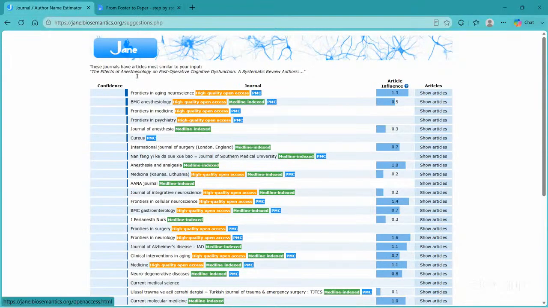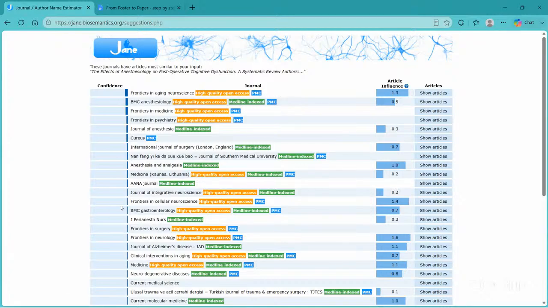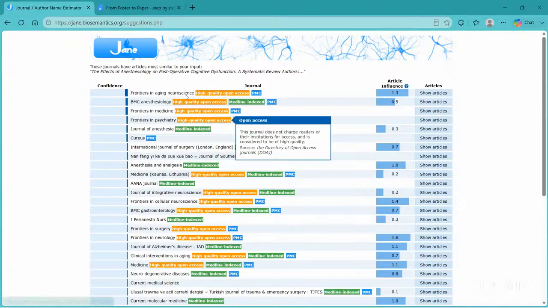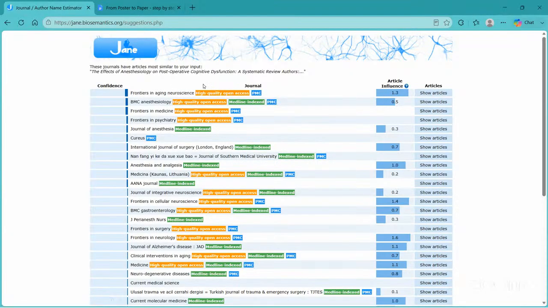And so, for example, our poster was about the effects of anesthesiology on postoperative cognitive dysfunction. So it's giving us a few journals here. You can see the less similar they are to yours, the more they'll be at the bottom. But the ones up top are the closest to what you're looking for, basically.